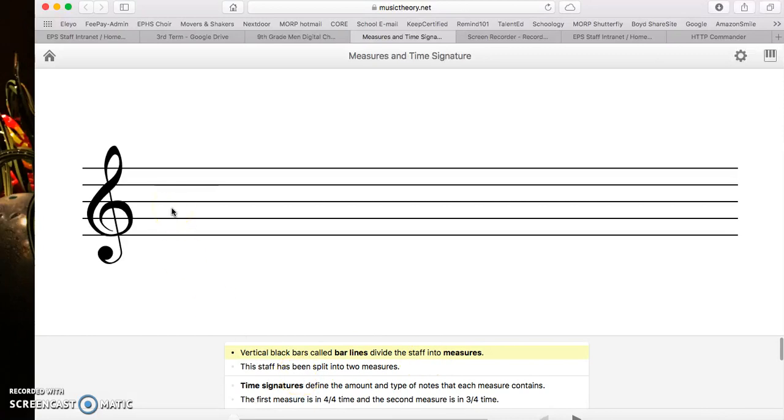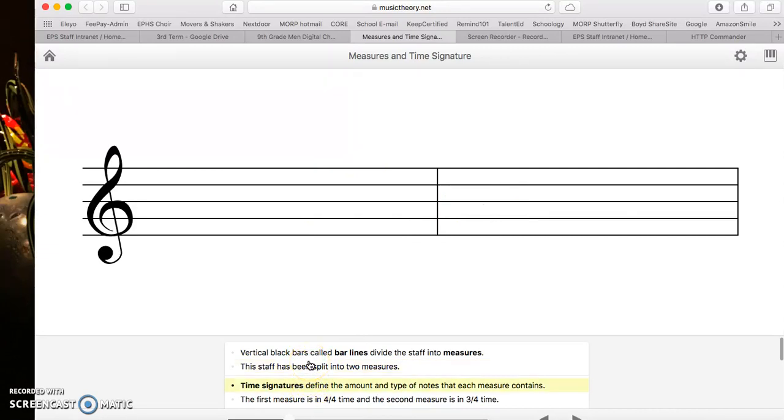Here we start with a blank staff. The vertical black bars are called bar lines, and they divide the staff into measures. And there's a bar line that it just added. This staff has been split into 2 measures. Pretty easy so far. Then we go to the next thing.